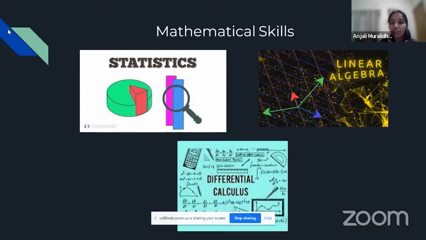Then we have linear algebra and differential calculus. When you delve deeper into the statistical concepts, we come across concepts like linear algebra and differential calculus, like when you do matrix multiplication and everything.